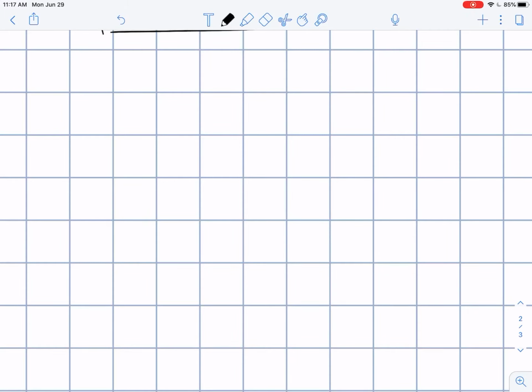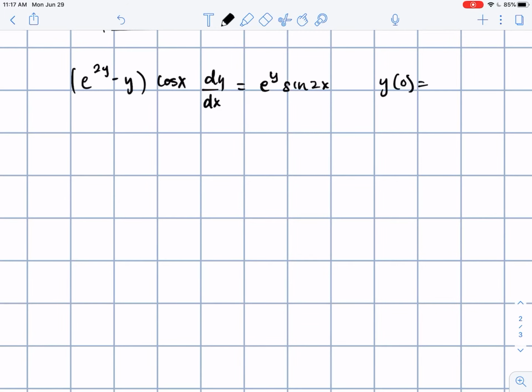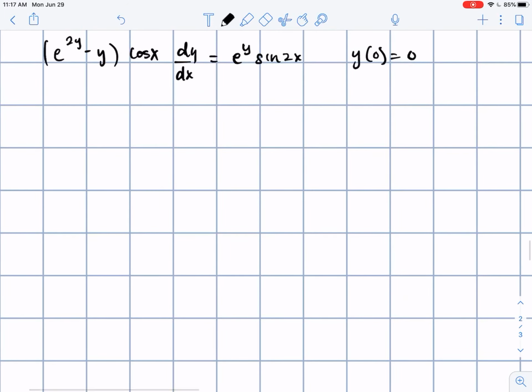Okay, let's do another initial value problem. Okay, let's try this one. e to the 2y minus y times cosine x dy over dx equals e to the y sine 2x. And our initial value is just y of 0 is 0. Okay, so let's try to get the solution for this differential equation.